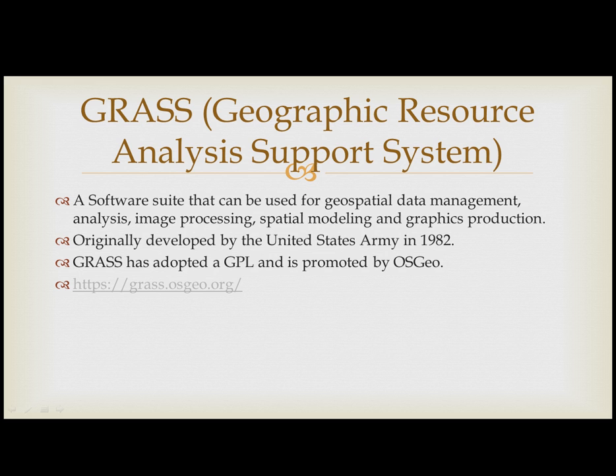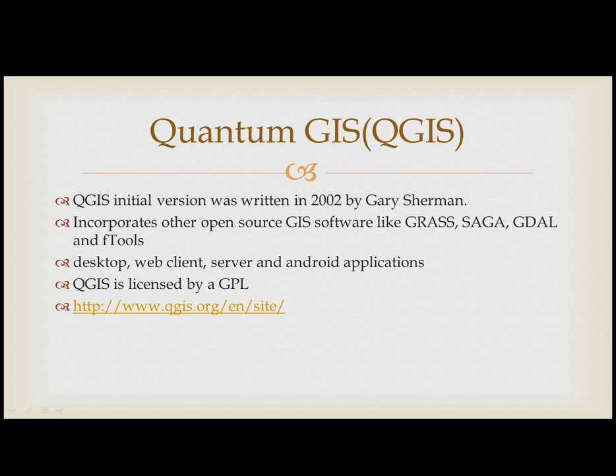Quantum GIS is another open source GIS software. It incorporates other open source GIS software like GRASS, SAGA, GDAL, and fTools. There are many extensions for Quantum GIS. They are desktop, web client, server, and Android applications. Again, Quantum GIS is supported by the GPL.